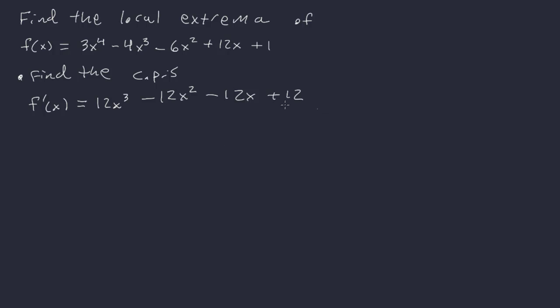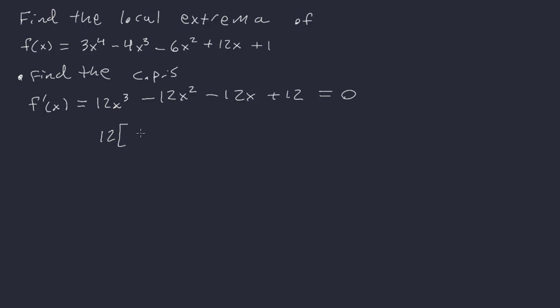Now, when we find critical points, there are two things we need to look for. One, and it's the one that I think we always remember, is what causes this to be equal to 0, but also two, what causes this to be undefined? Well, nothing's going to cause this derivative to be undefined because it's just a polynomial. So really it's a matter of setting it equal to 0 and solving. So I'm going to start by taking out a 12.